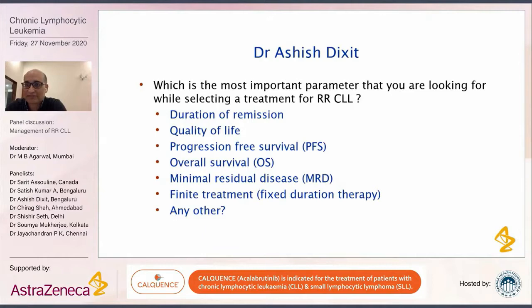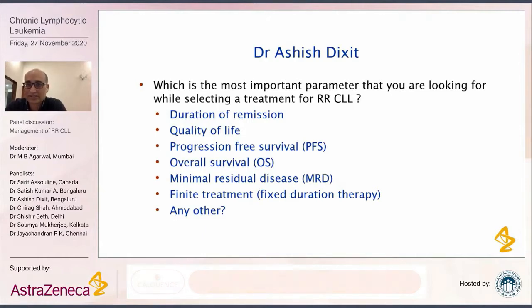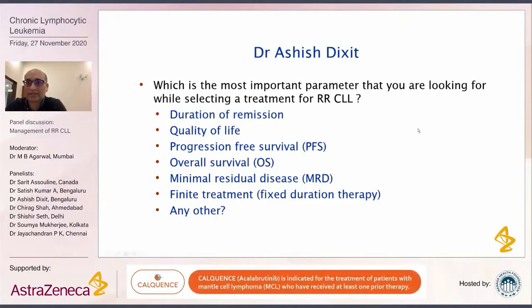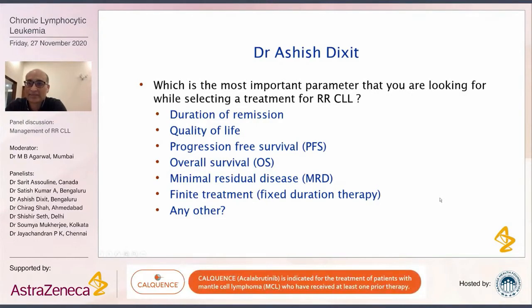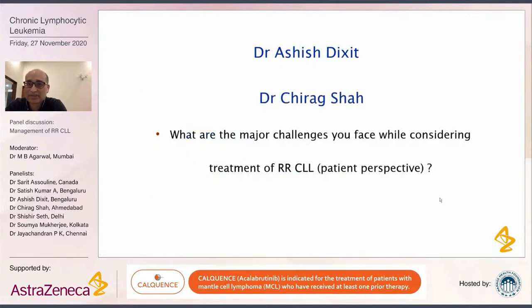So it automatically clarifies which agent to use further, and also if it's a long duration response after chemoimmunotherapy, then it automatically tells me it is a mutated IgHV rather than an unmutated one, even if it has not been done at baseline. So in terms of a single parameter I need to look at, yes, duration of remission, but quality of life is also deciding along with that. Most of these we will prefer as a decision maker in that parameter.